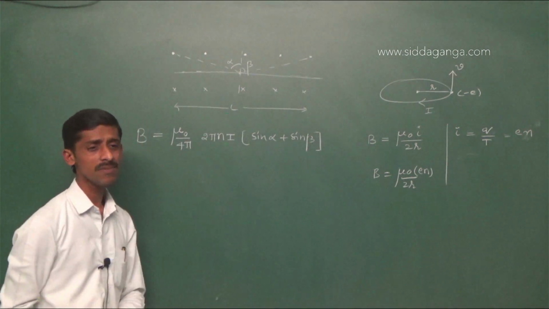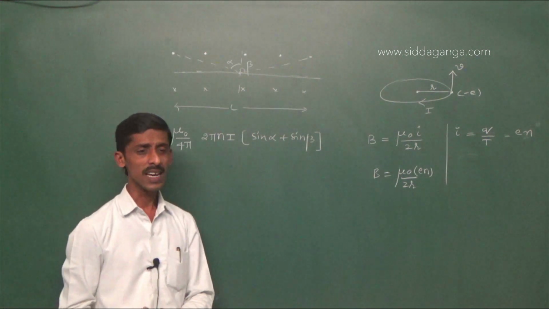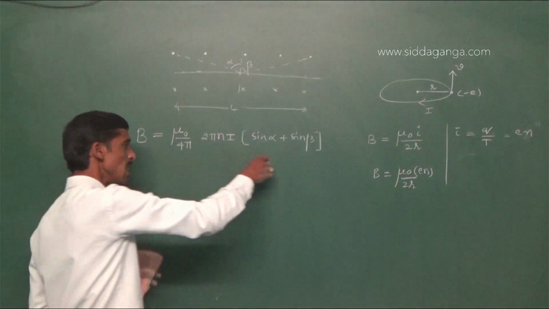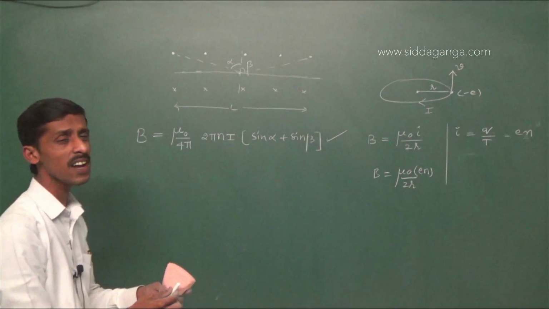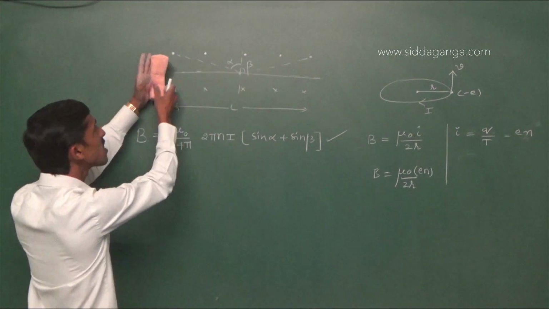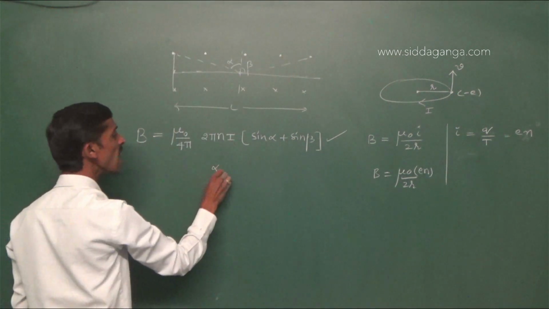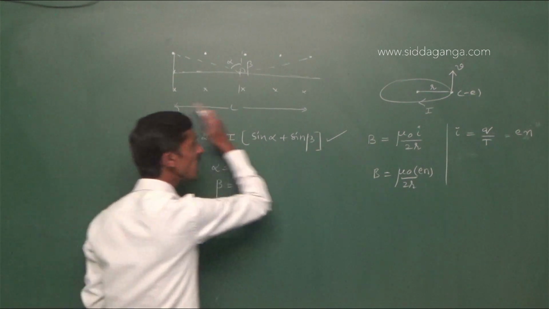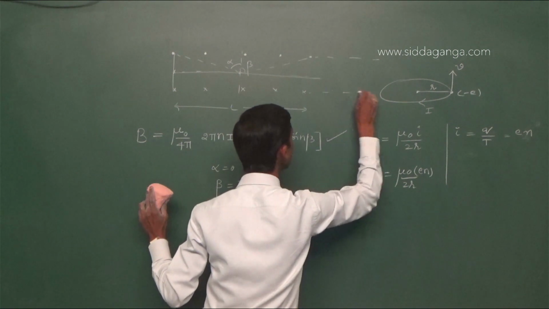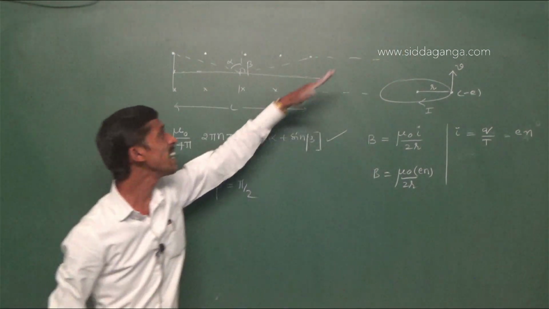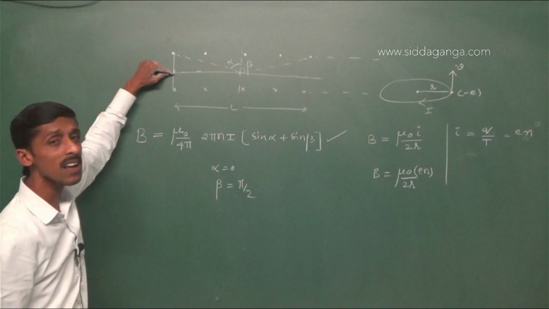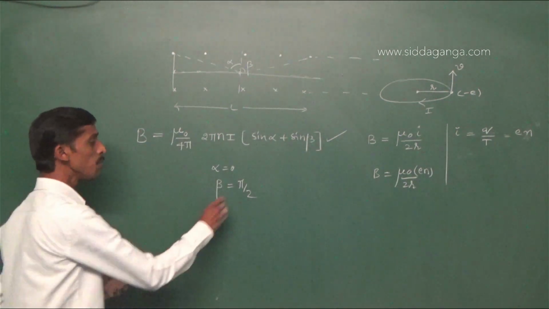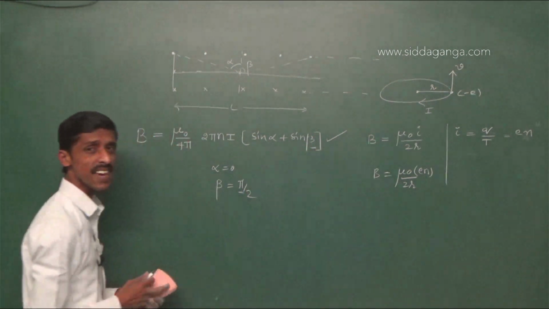So here a long solenoid is mentioned, but the point is at one end. The same expression is used for the long solenoid. If the point is at one end, alpha will be 0 and the other angle will be pi by 2. Why? Because an infinitely long solenoid is assumed to extend up to infinity, so the angle subtended at one end by the second end will be 90 degrees. So by putting beta equal to 90, sin 90 will be 1.